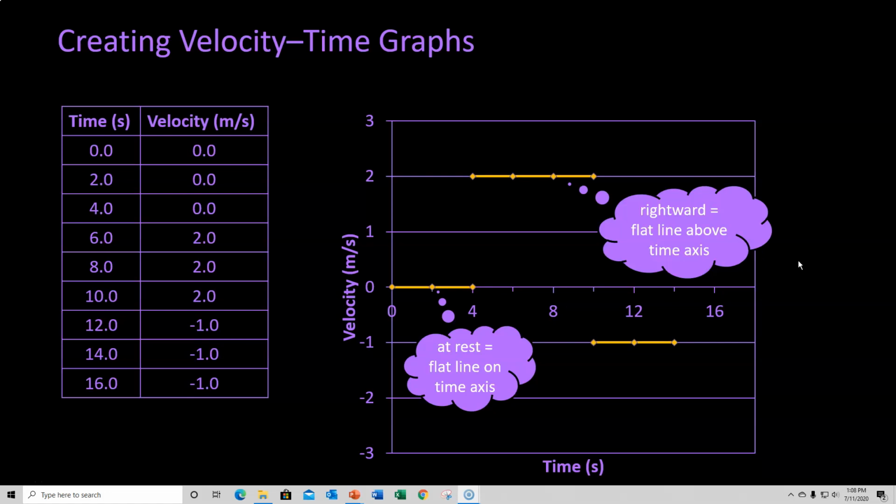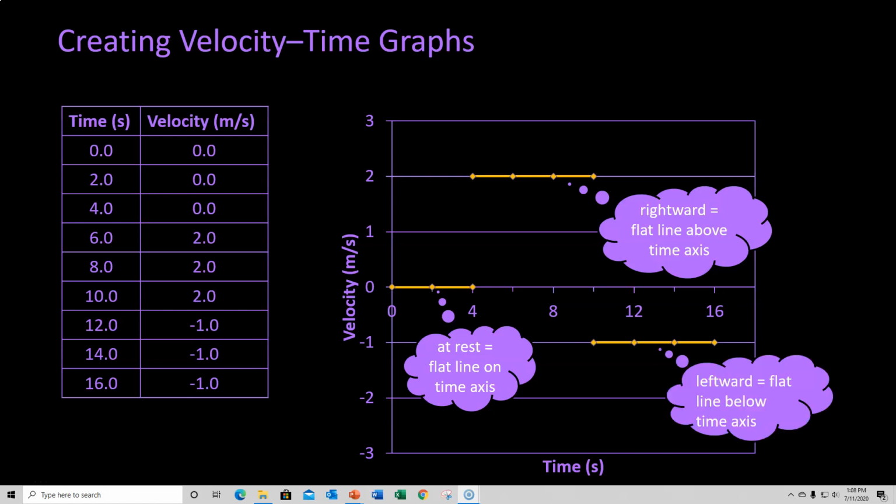So we'll go ahead and plot those points. And notice that when an object's moving leftward, we have a flat line below the time axis, or what we call the negative region. This is how you create a velocity time graph from a set of time velocity data. Let's move on now and look at interpreting velocity time graphs.